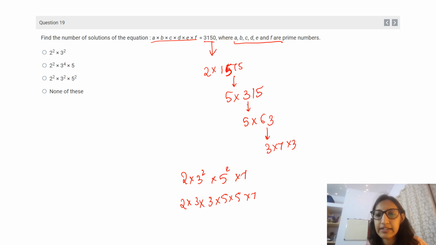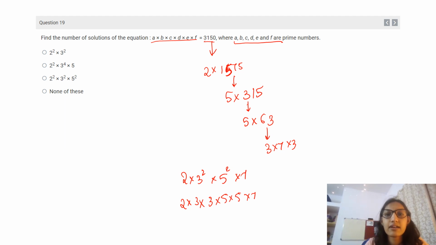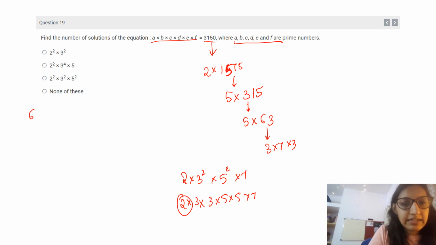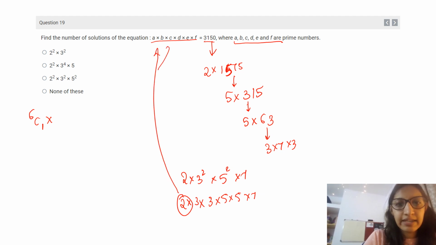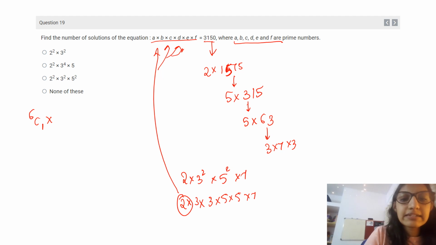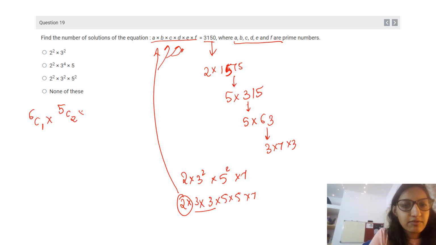Now how you can find the number of the solutions to this is, so see, A can be taken out of these, like 2 can be taken out of these. For A, B, C, D, E and F, it can take 6C1, like 2 can go to any variable, A or B or C or D, E, F and whatever. Similarly 3 can be given to, out of the remaining 5, it can be given to any 2. Similarly for the 5, and for 7 it will be 1C1.